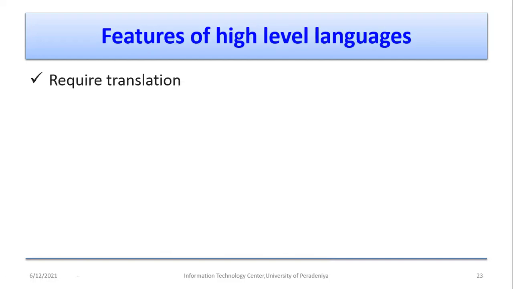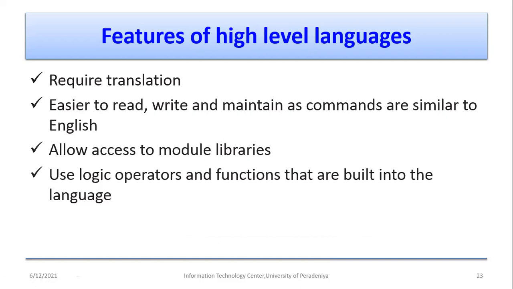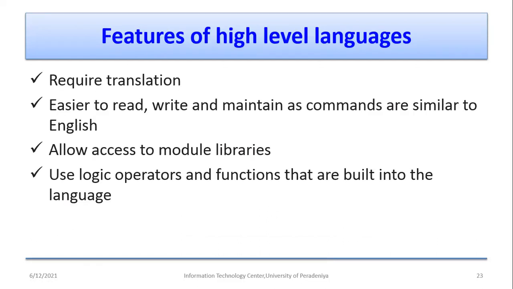And then, what are the features of high-level languages? Translation is required. They are easy to read and maintain for software programming. They allow access to modular libraries. They use logic operations and functions which are built into the language. We can use these features later.